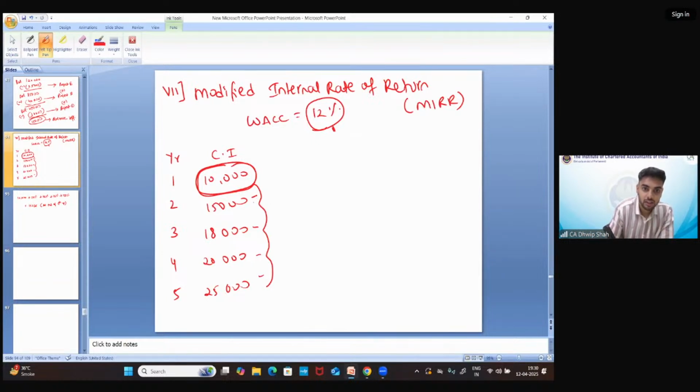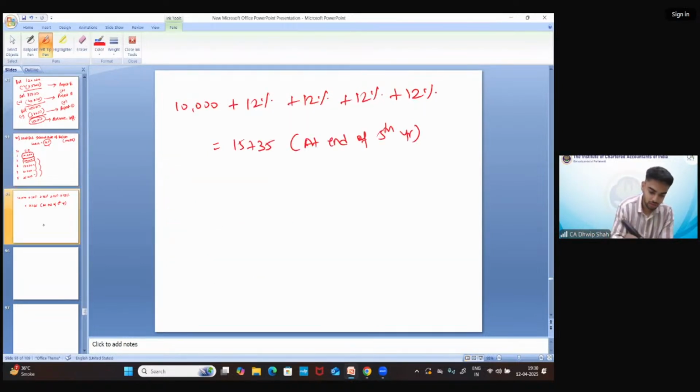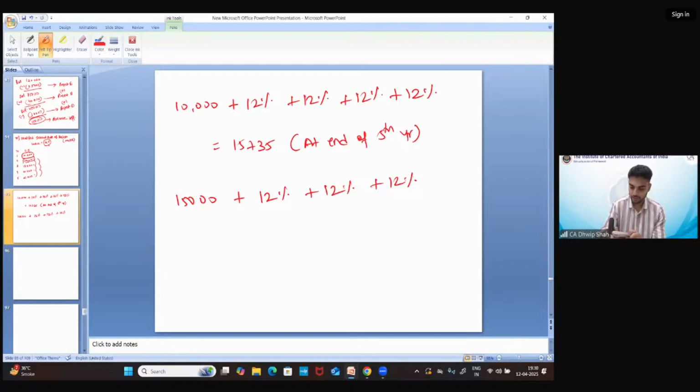Likewise, the 15,000 that you are earning at the end of year 2 will be reinvested for another 3 years. Following? You will not keep this idle with you. So this 15,000 will be reinvested for 3 years, 12% plus 12% plus 12%. How much will it be? 15,000 plus 12% plus 12% plus 12%. So can I say 15,000 will become 21,074 at the end of the fifth year?